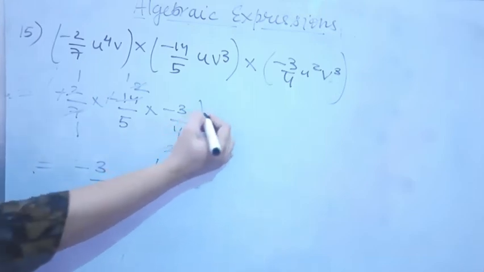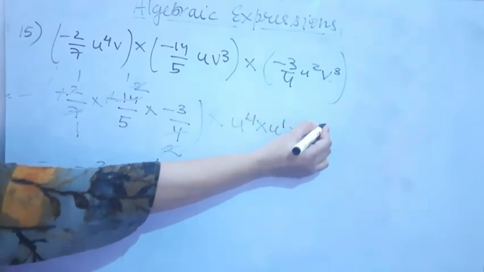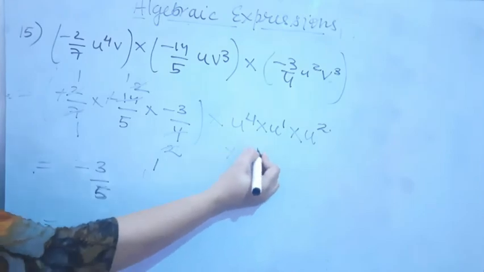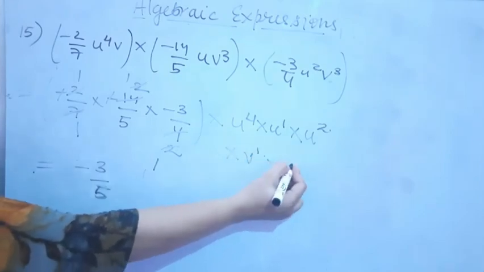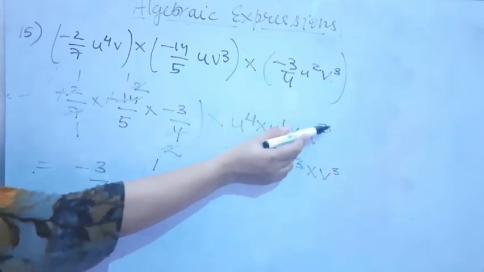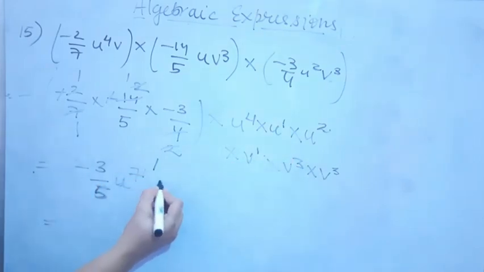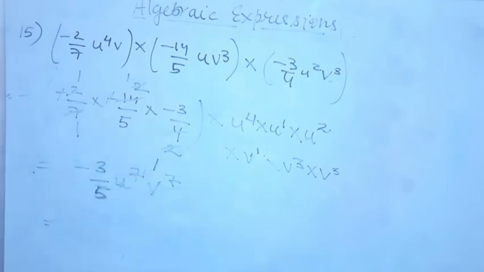Now multiply the literal factors. U to the power of 4 multiplied by U to the power of 1 multiplied by U to the power of 2. V to the power of 1 multiplied by V to the power of 3 multiplied by V to the power of 3. So 4, 5, 6, 7, U to the power of 7. V to the power of 7. In the final answer, it will be minus 3 by 5, U to the power of 7, V to the power of 7. I hope you must have understood how I have solved this question, students.